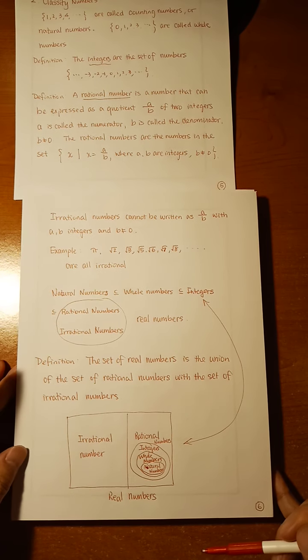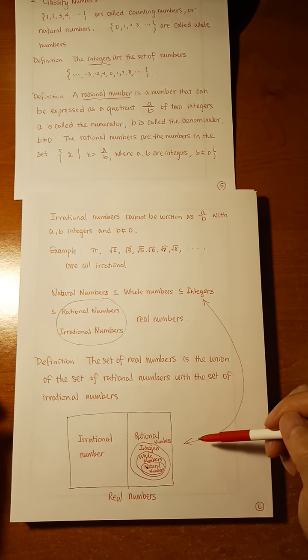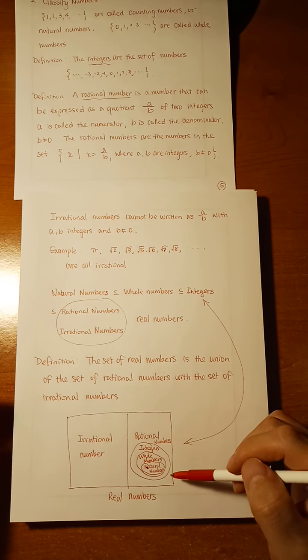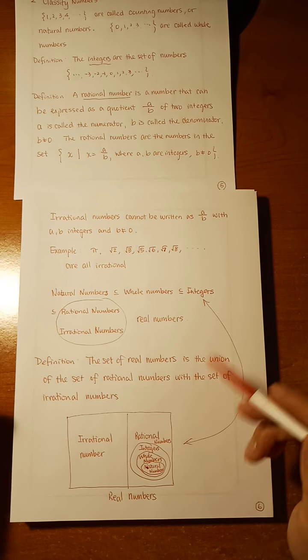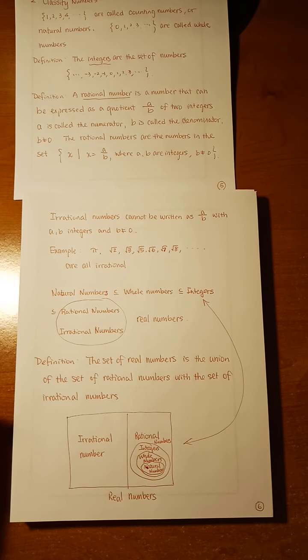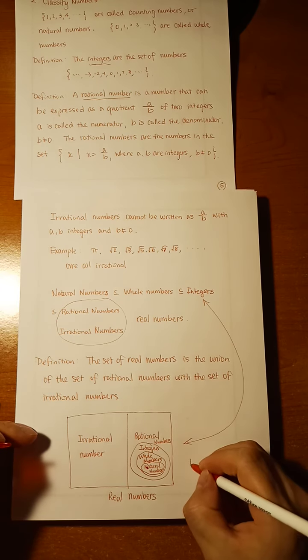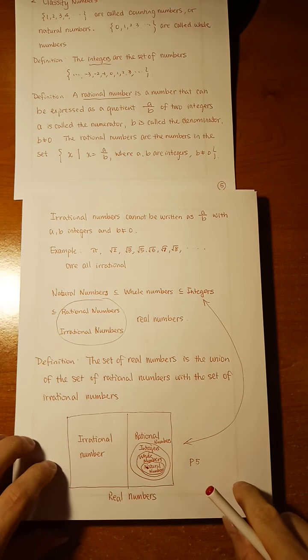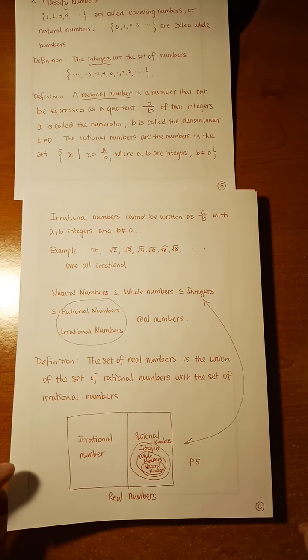Okay, so in the textbook, the author provides a beautiful Venn diagram. You can consult that diagram. That beautiful Venn diagram is on page 5. So if you don't see my ugly drawing, you can just consult that beautiful diagram.